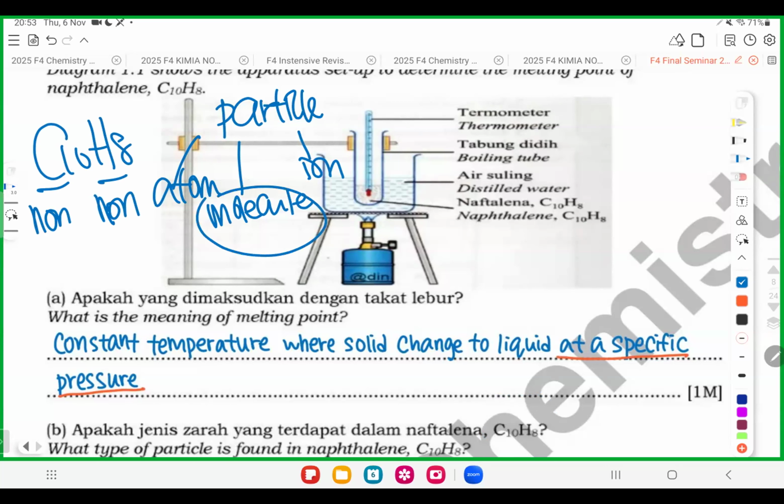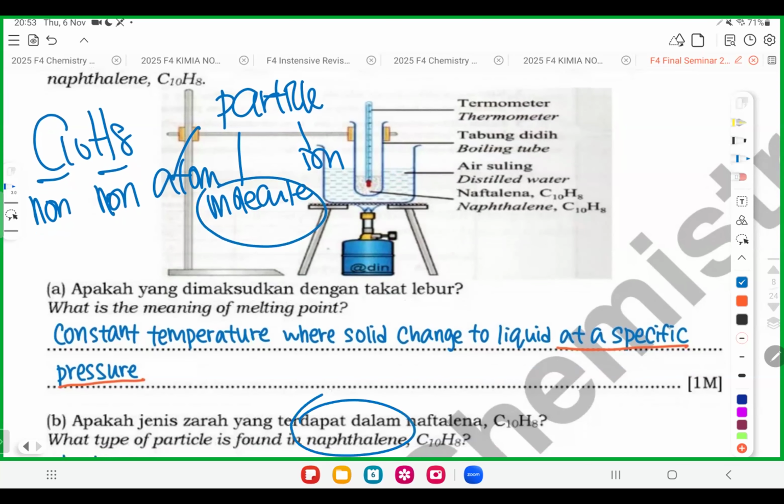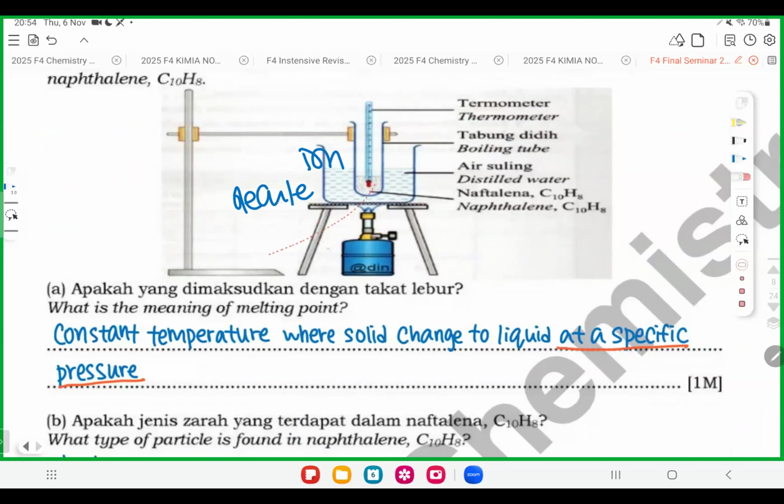Okay, molecule. Another method to know whether it is a molecule or not is this. Look at the name. Do you see any metal in the name? No, right? If you don't see metal at all in the name, it is a molecule. All right, that's it. So I hope everyone knows the particles: atom, molecule, and ion only.